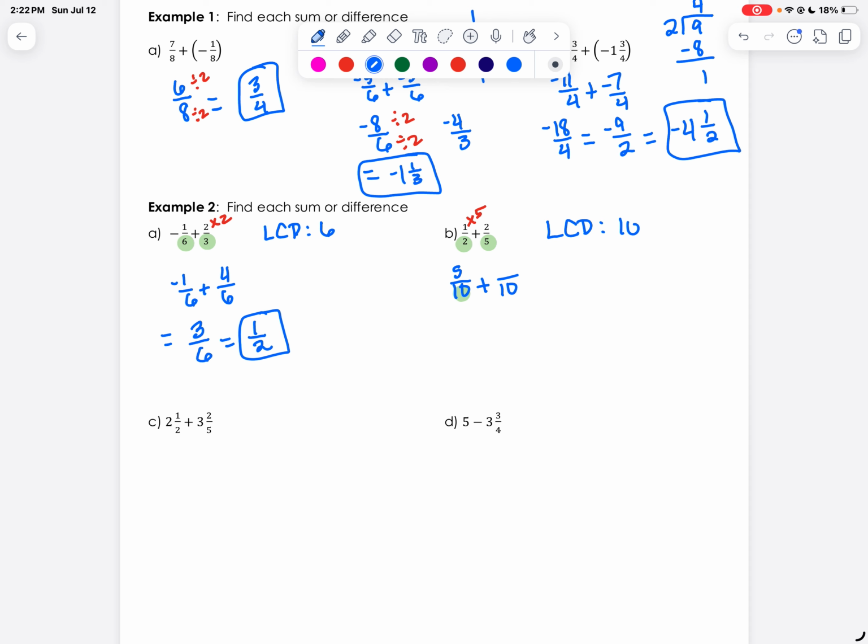I have a denominator of 5, and I want to turn it into a 10. So I would have to multiply the 5 times 2. So this numerator is going to get multiplied by 2. So 2 times 2 is 4.